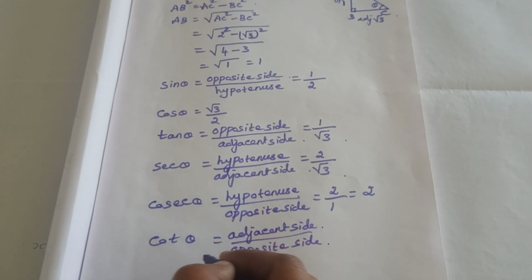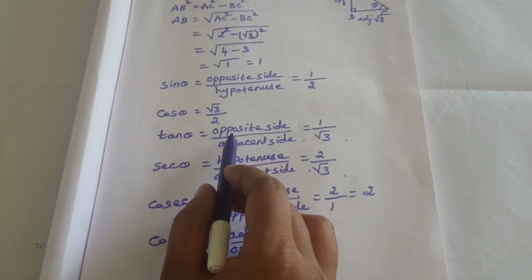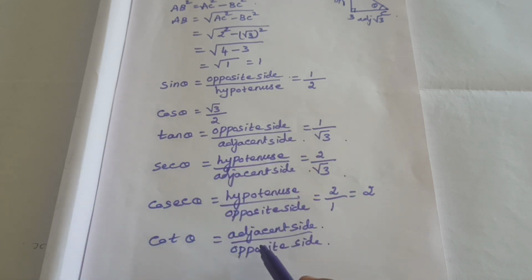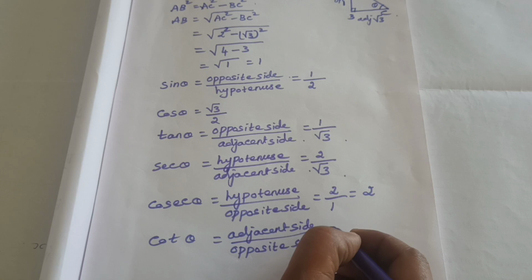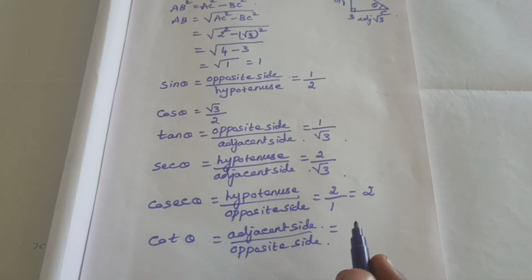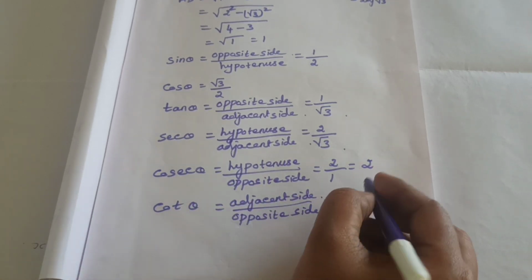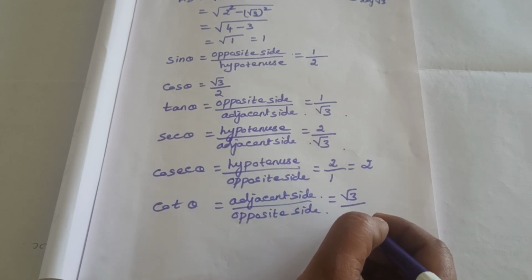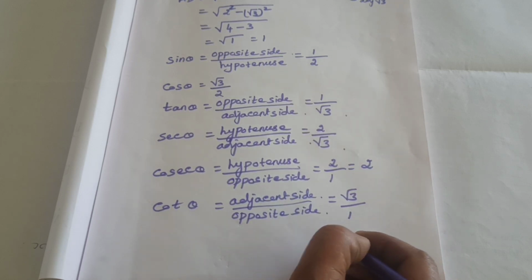That means what? 1 by 10. 1 by 10 means 1 divided by opposite side divided by adjacent side. Take the reciprocal, this one will come. 1 by 10, that's the meaning. And the adjacent side is root 3, isn't it? Square root of 3 divided by opposite side, which is 1. Then it equals what? Root 3.